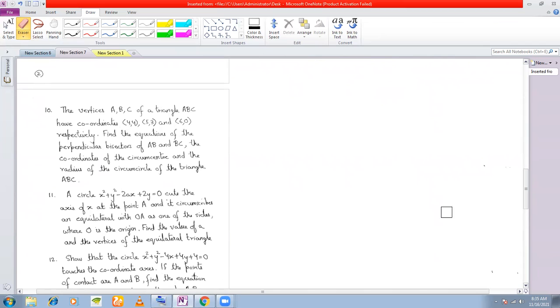Number 10. If you read this question, it states the vertices of triangle ABC have coordinates 4, 4, 5, 3, and 6, 0 respectively. Find the equation of the perpendicular bisectors of AB and BC, the coordinates of the circumcenter and the radius of the circumcircle. Now, do you know what a circumcenter is? How to construct a circumcenter? You have not done it in class 10, right? I had not discussed. Construction was out.